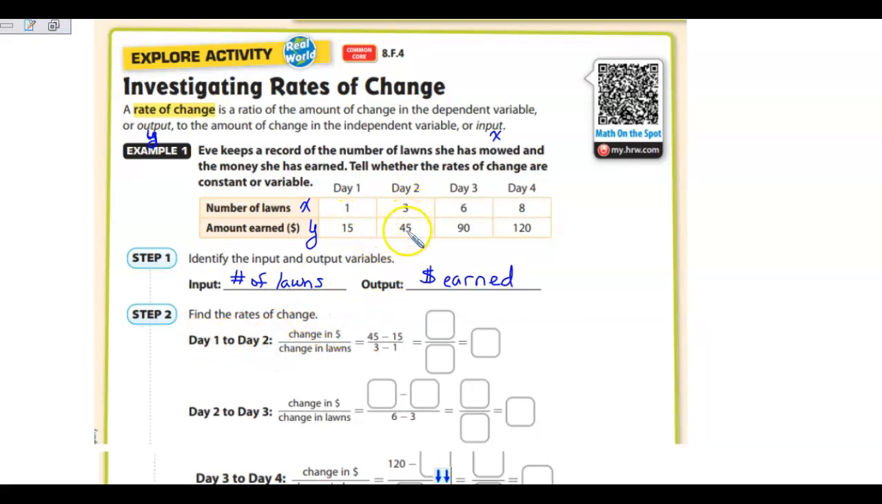And so we're going to start with day 2 and our y over x. So we're going to take 45 minus 15, and that's going to give us 30. And then we have 3 minus 1, which gives us 2. 30 divided by 2 is 15. Then we have day 2 to day 3. So y is over x, so y is first. So we're going to take 90 minus 45. Well, 90 minus 45 is 45. And 6 minus 3 is 3. 45 divided by 3 is 15.